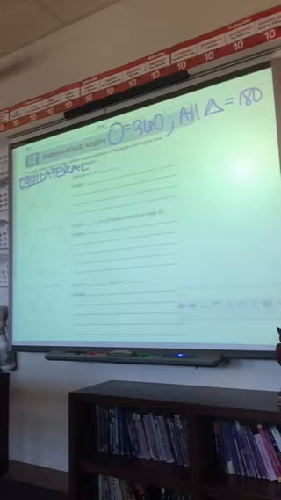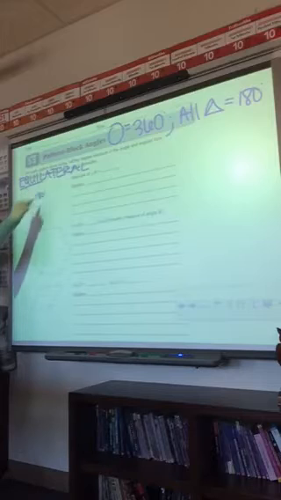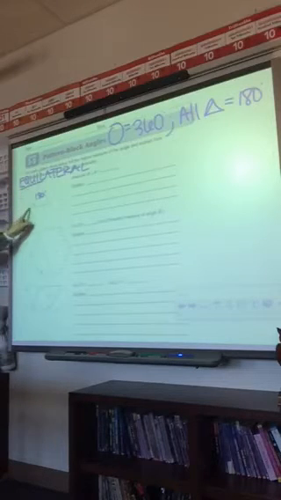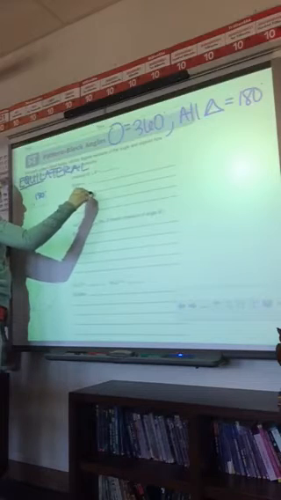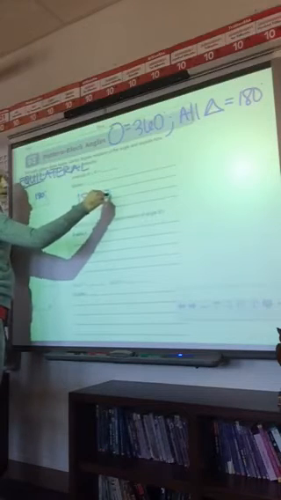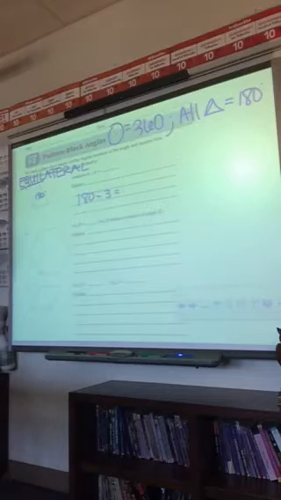Okay, so if we know that, and we know that all triangles equal 180 degrees, and I have three angles to split that between, how am I going to figure out the angle measure of each one of those angles? Jake? Divided by 3. So 180 degrees divided by 3 angles equals what? 60. How do you know 60, Lane?